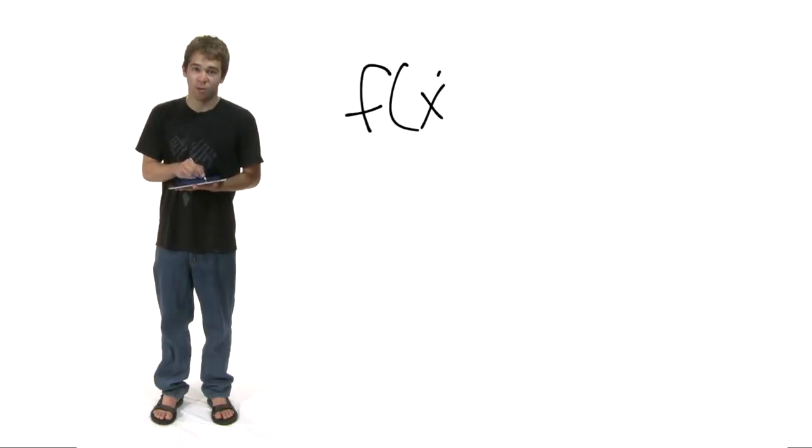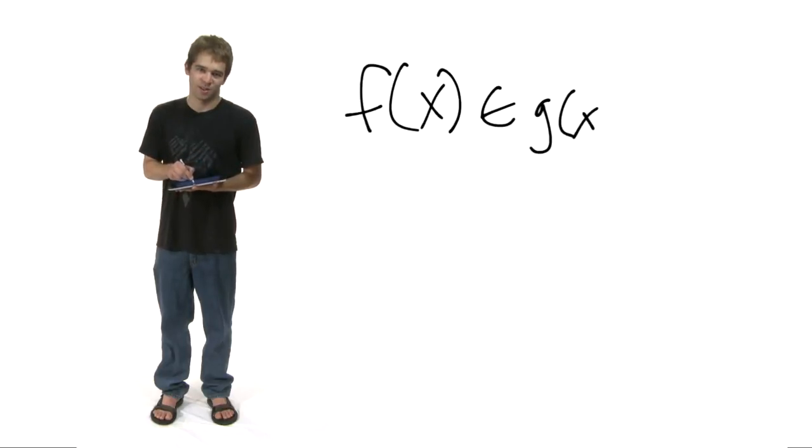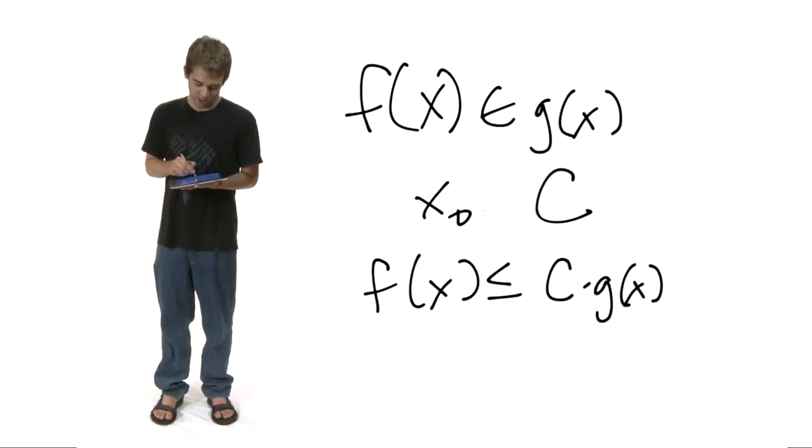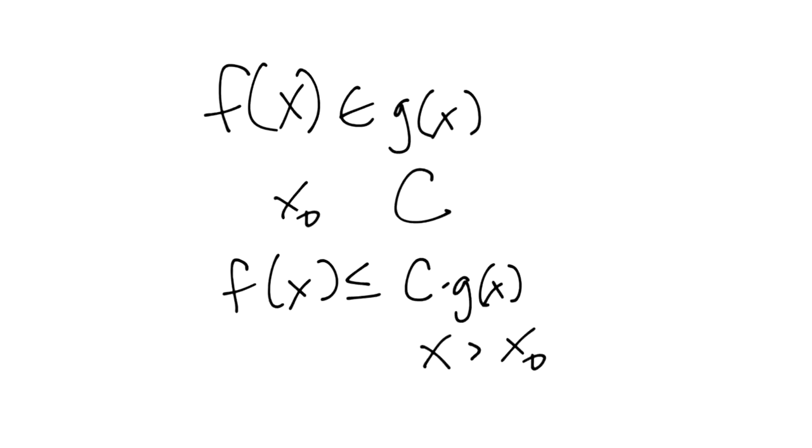The formal definition is that a function f of x runs on the order of g of x if there exists some x value x naught and some constant c for which f of x is less than or equal to that constant times g of x for all x greater than x naught. But don't be scared away by the formal definition. What does this actually mean in less theoretical terms?